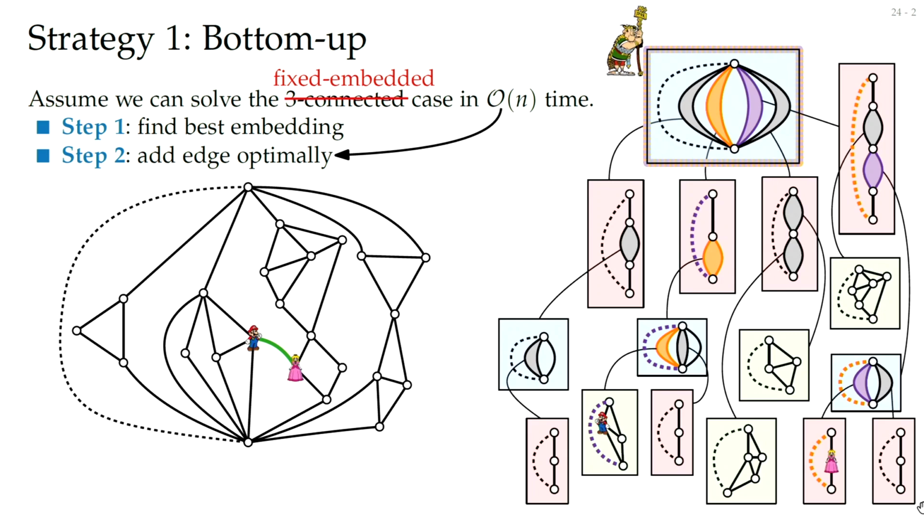Yes? Maybe a version of the previous question, but if there are no R components, does that mean that you can always insert plain? Can you maybe please repeat the question for the stream? So the question was if there's no R component, whether that means that we can always insert the edge without crossings.